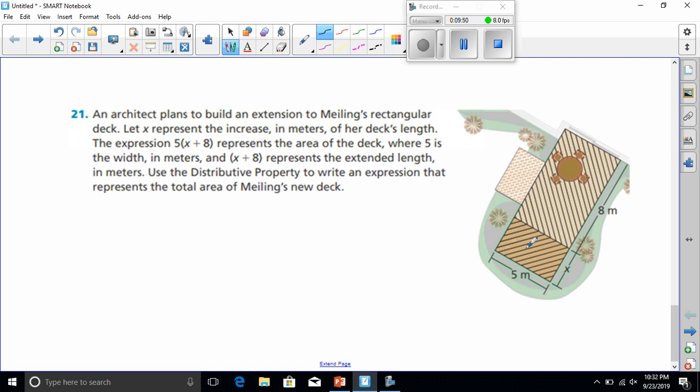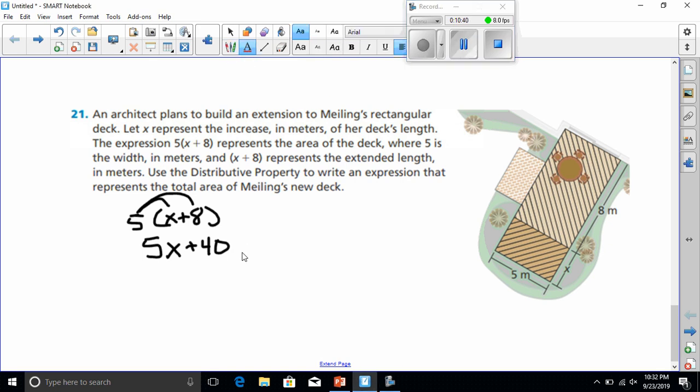It says where 5 is the width in meters, and x plus 8 represents the extended length in meters. Use the distributive property to write an expression that represents the total area of Mylene's deck. So the total area is length times width. So we're going with 5 times x plus 8, which is pretty easy. 5 times x will give us 5x, and 5 times 8 will give us positive 40. So our expression is going to be 5x plus 40. And what does that represent? Well, that's going to represent the total area of the deck. So I could just type that in: it is the total area of the deck.